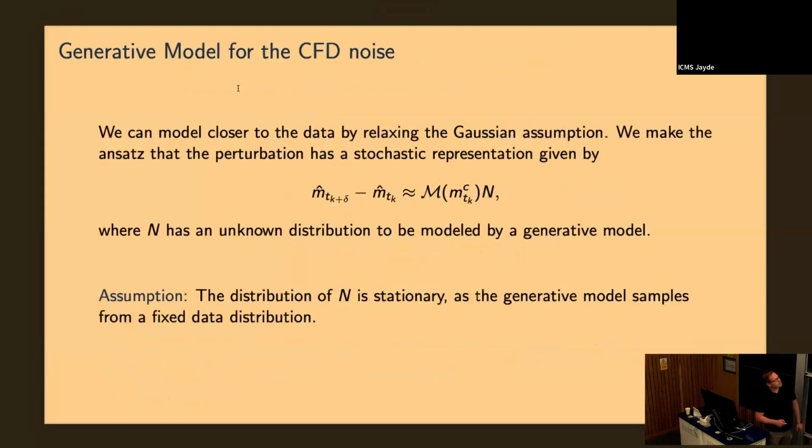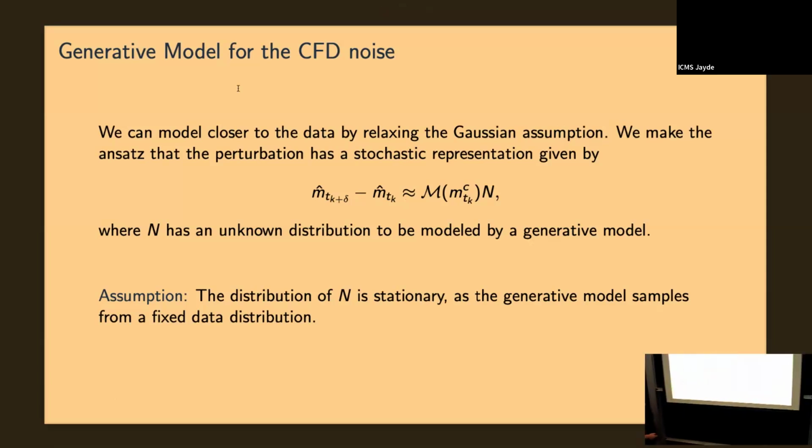So we relax this Gaussian assumption, and now this perturbation has a stochastic representation, which is given still by the model operator, but now with a different noise process. And this noise process we now want to model via a generative model. The assumption that remains here, though, is that the distribution of this capital N is stationary, so it doesn't change in time, which may or may not be true for the fluids that you're looking at. But in this case, we do it because the generative model will sample from a fixed data distribution. Otherwise, we would just have one sample for each time step.